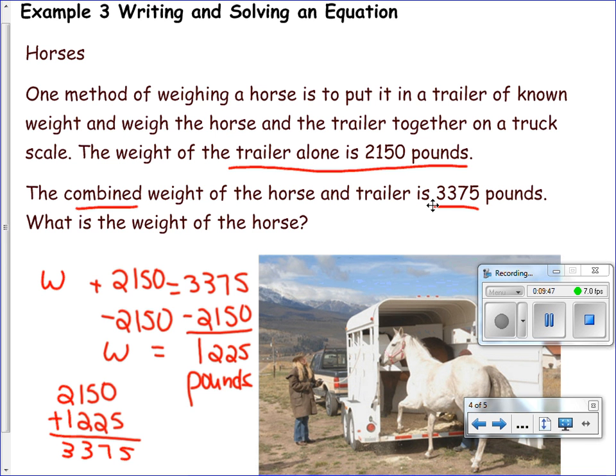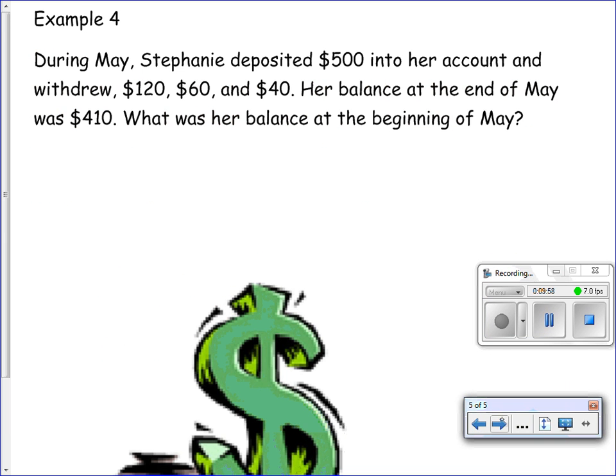All right, again, I'm not asking for the answer. You need to write and solve a solution. The information that is given, use it in your word problem.